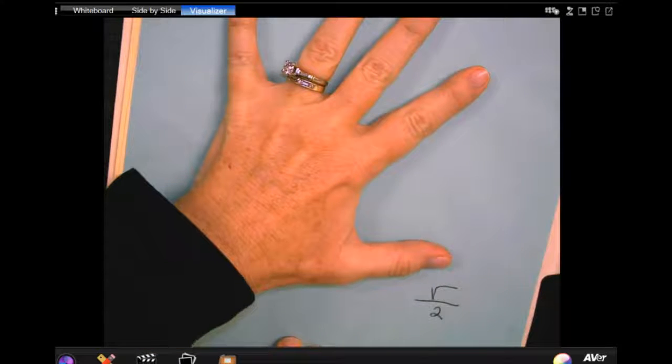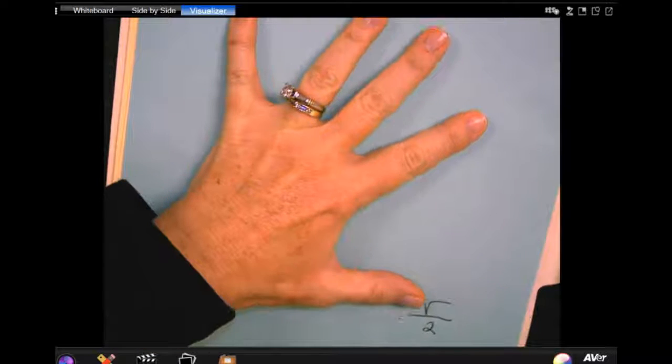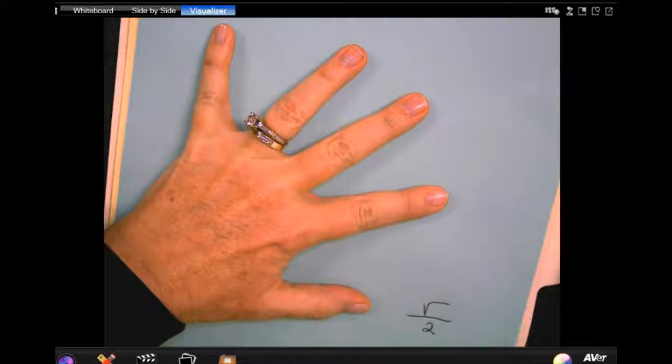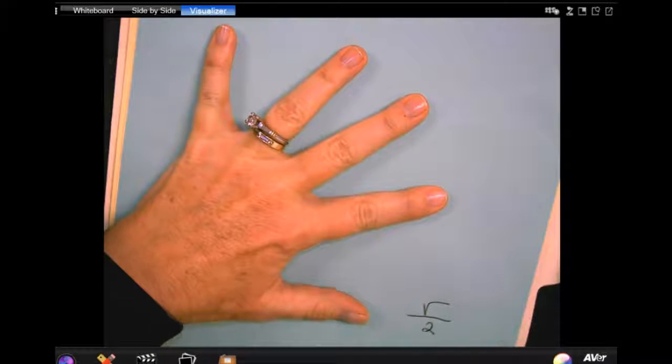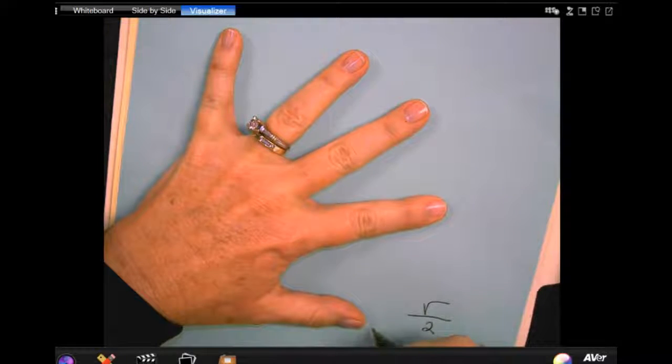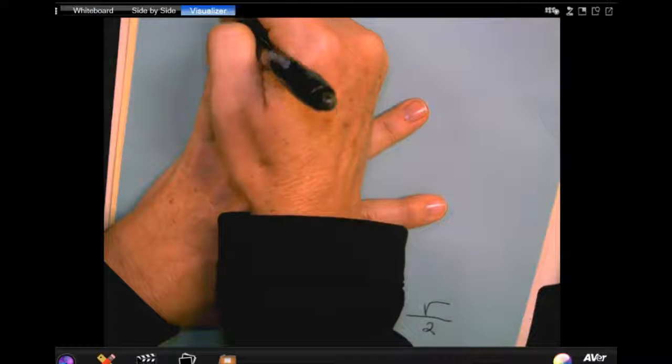And then what I want you to do is take your left hand and lay it down on the sheet of paper. So the left hand looks kind of like the first quadrant. And this is 0 and this is 90.